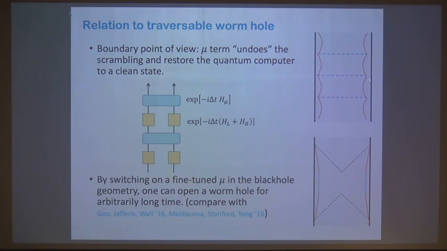So the picture is like this. You start here and then you are going out, which means the correlation is dying in this part of the time evolution, and then you are saved by the other term. And then if you periodically do this, you can hold this black hole from scrambling. It's like a quantum computer: instead of just using it until it dies, you can keep cleaning your cache and then use it for a long time.